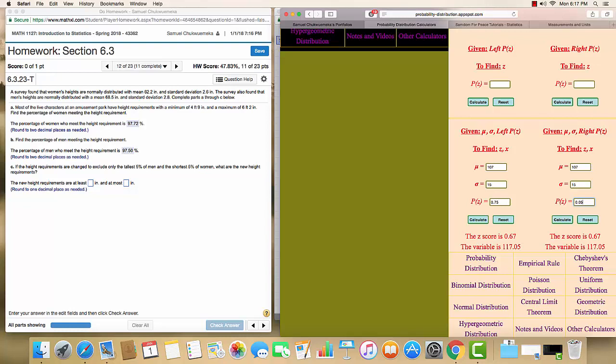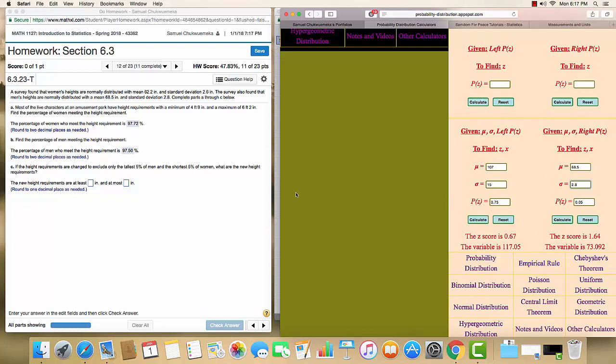0.05. And I use the mean for the men, which is 68.5, and the standard deviation for the men is 2.8. I press enter. So I have this. Let me keep it first.